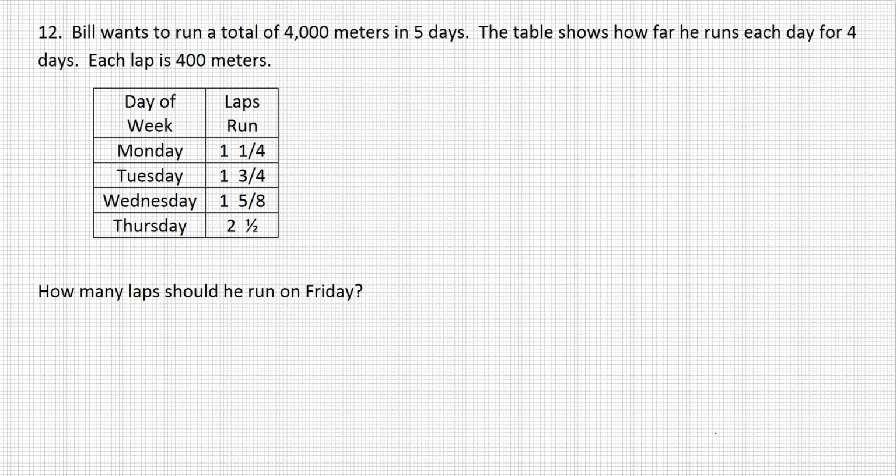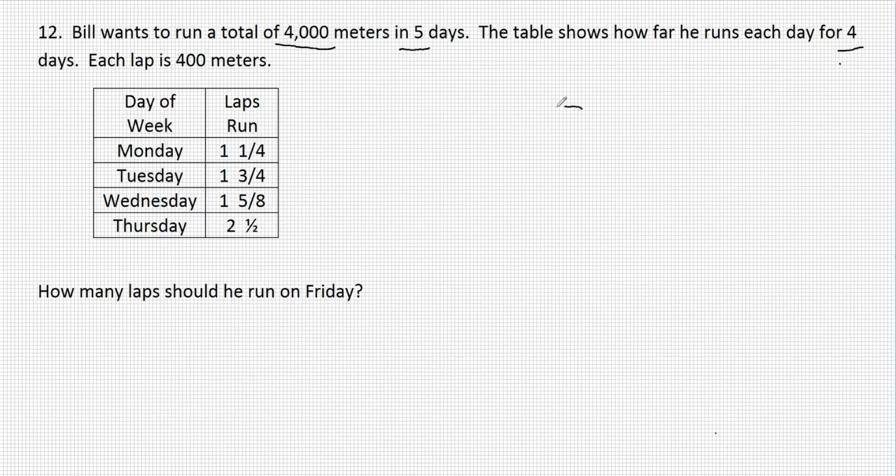Bill wants to run a total of 4,000 meters in 5 days. The table shows how far he runs each day for 4 days. Each lap is 400 meters. So we have a table that shows how far he ran in laps in 4 days, and we want to know how far he's got to go in order to get to 4,000 meters.